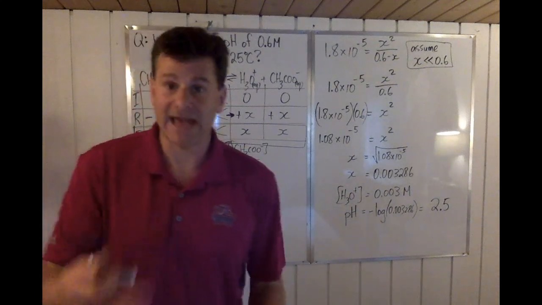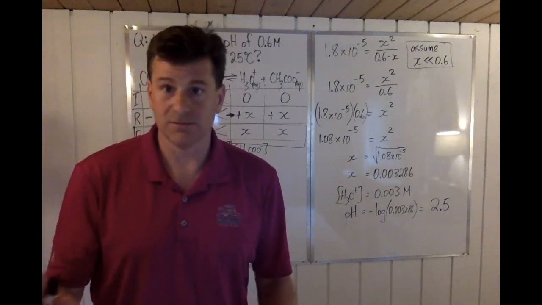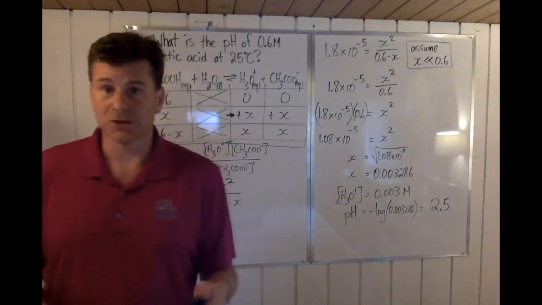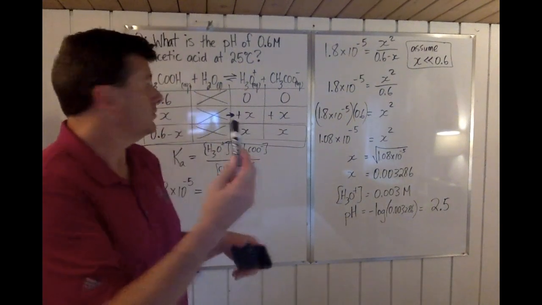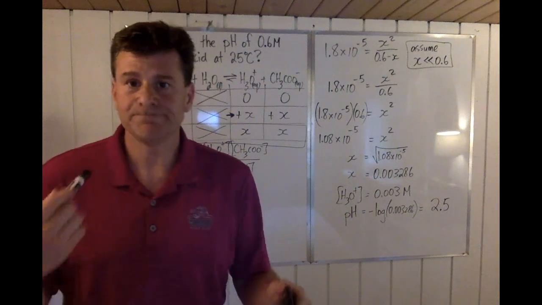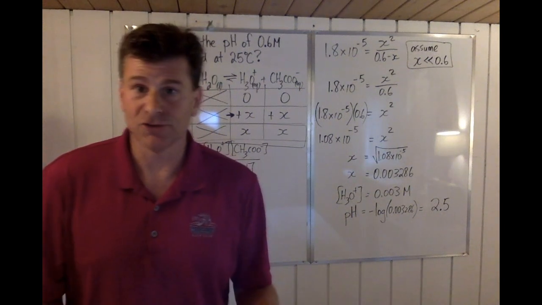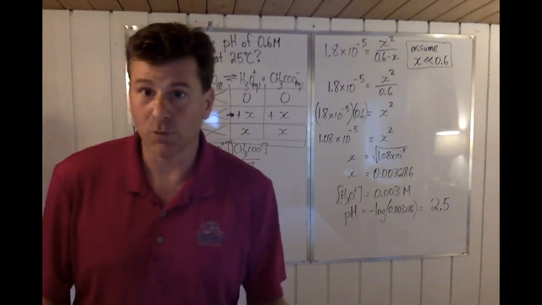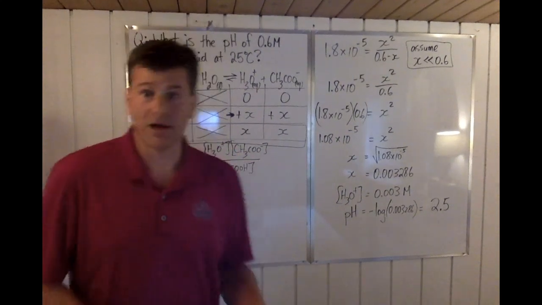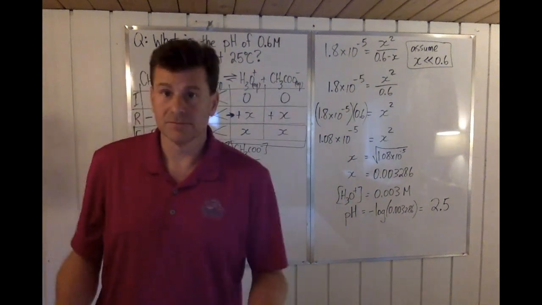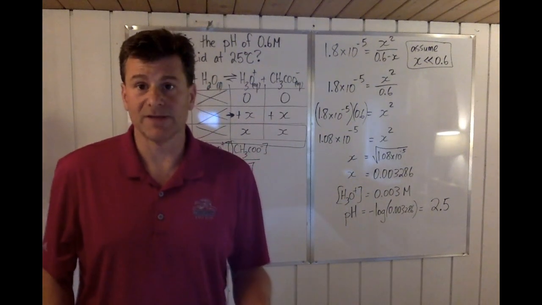Now, of course, you can do the quadratic, and that works too, whatever you're comfortable with, but the assumption works pretty quick too. You drop the x that's being subtracted, and you carry on with the math, come up with an answer, and that's the hydronium. Now, if someone asks you, what's the acetate concentration floating around in the solution? Well, it's the same thing. It's also x floating around in that solution.